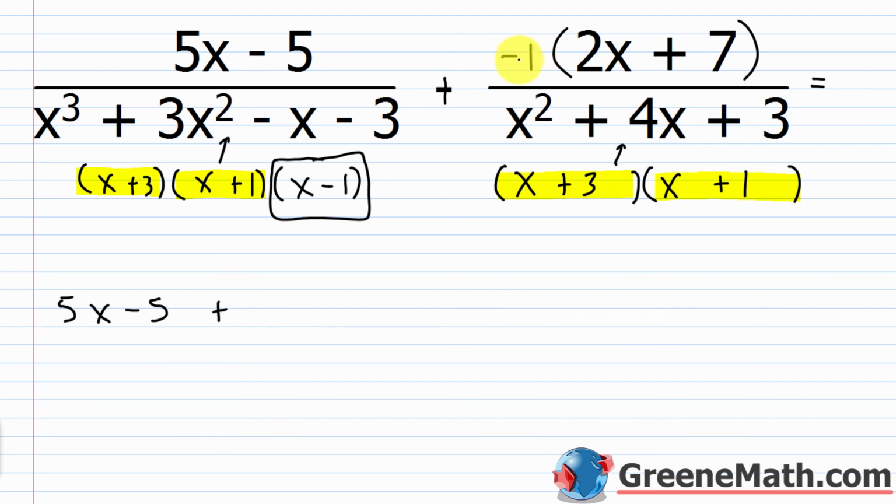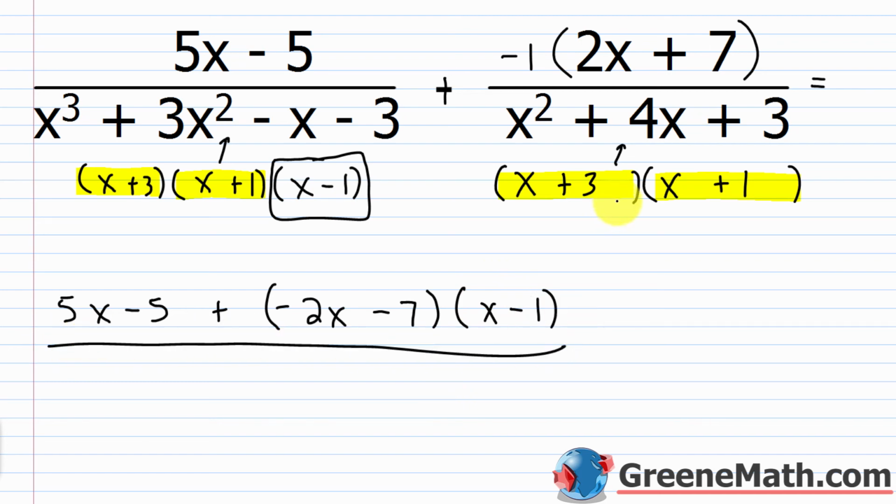First, I'm going to use my distributive property. Negative 1 times 2x is negative 2x. And then negative 1 times 7 is minus 7. So it would be this multiplied by this, what I'm missing, this quantity x minus 1. Okay, so now that I have that set up, this is over my common denominator, which is x plus 3, that quantity, times x plus 1, that quantity, times x minus 1.